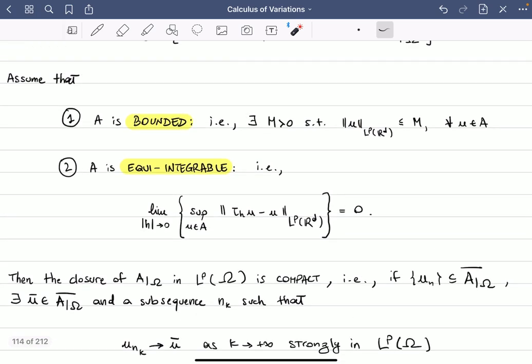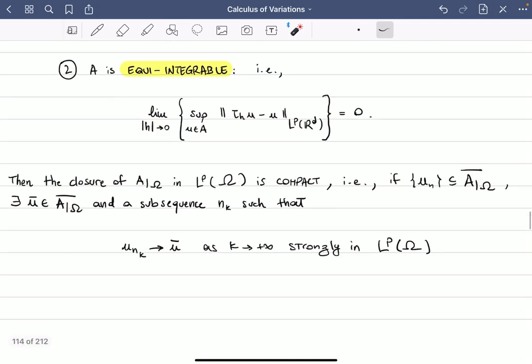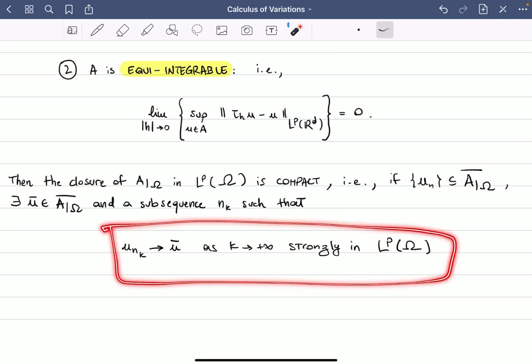Therefore, if 1 and 2 hold, we get that the closure of A restricted to omega in LP of omega is compact with respect to the LP norm, of course. In particular, this means that if un is a sequence in this set, there exists u bar belonging to the closure and a subsequence such that un k converges to u bar strongly in LP.